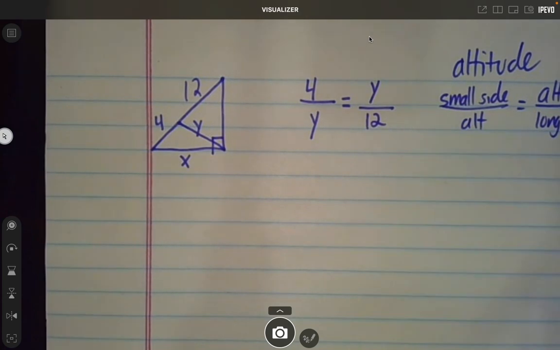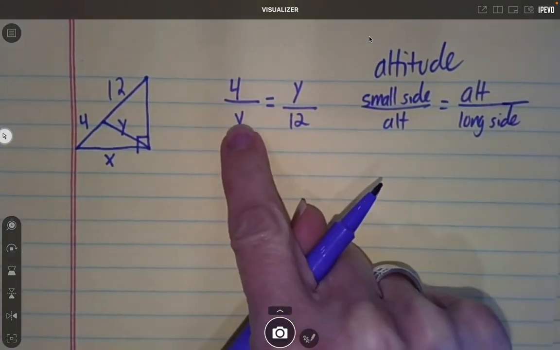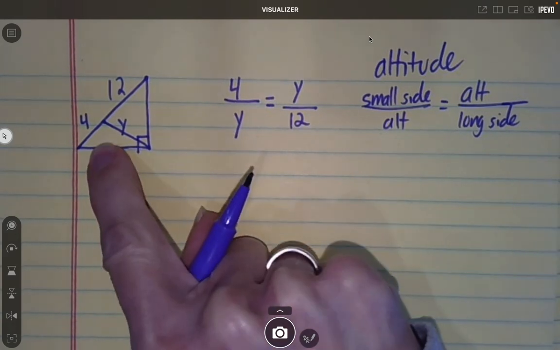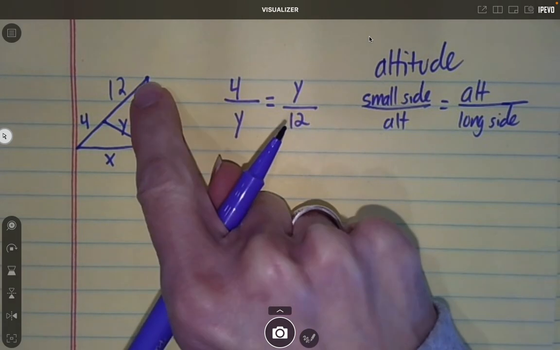Okay, anytime we're looking for altitude, in this case I wanted to find the altitude. The triangle is written sideways, so I put my small side over my altitude equals my altitude over my longer side.